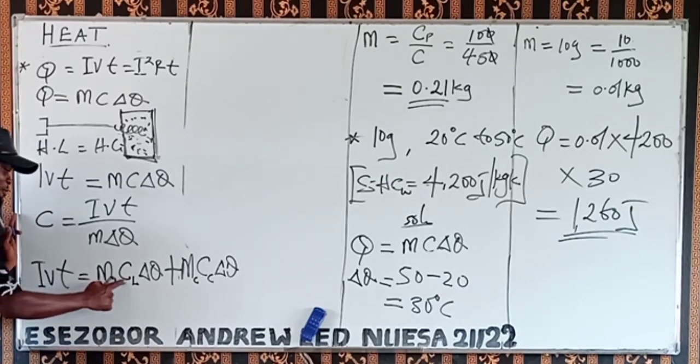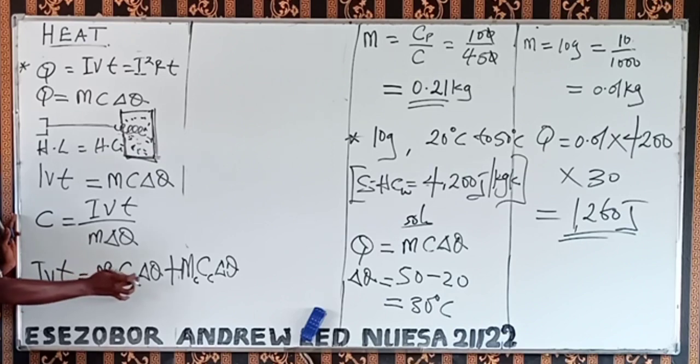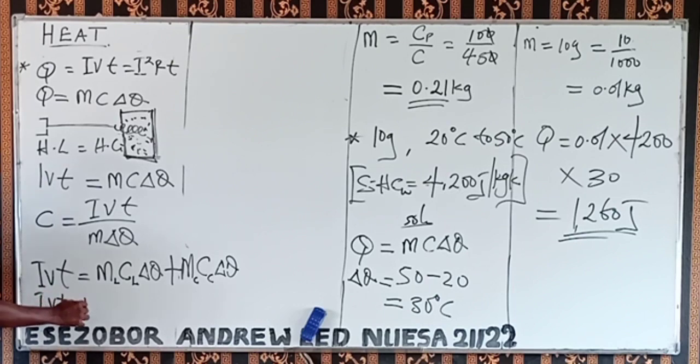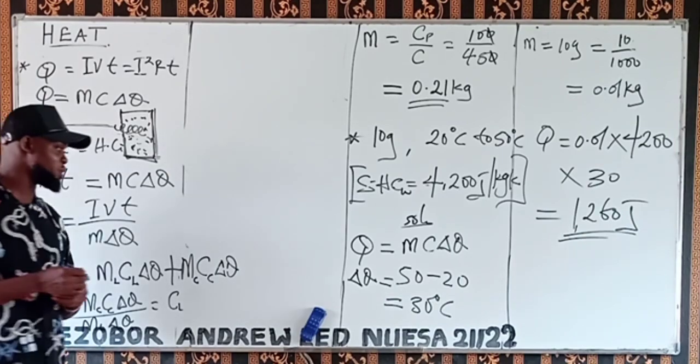Then, if you want to measure the specific capacity of the liquid inside, you make C_l the subject of the formula, by moving this to this side, then you divide both sides by M_l change theta. That will give you (IVt minus M_c C_c change theta) over (M_l change theta). That will be equal to C_l, the specific capacity of that liquid that is inside. So that's how you check for liquid.